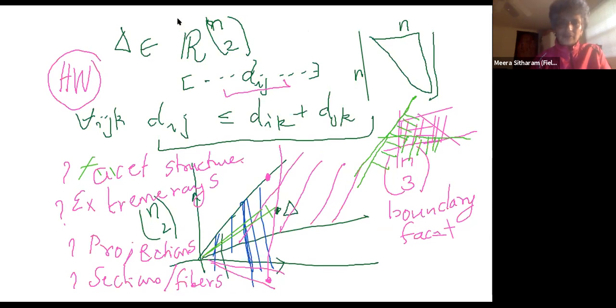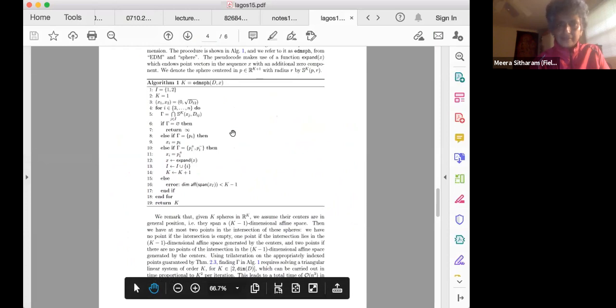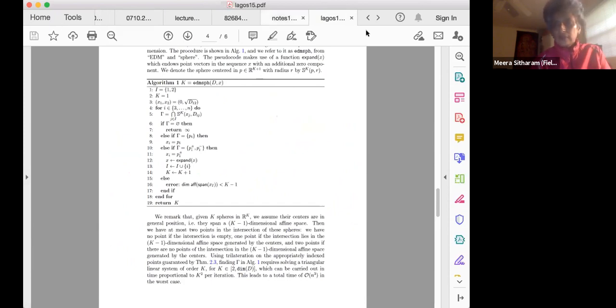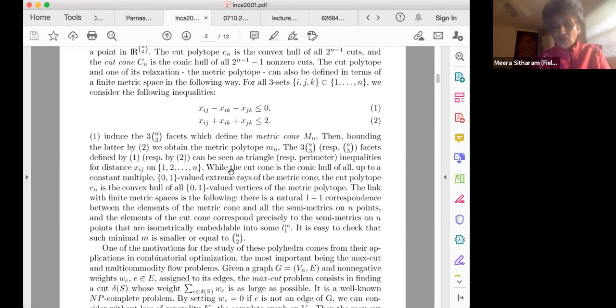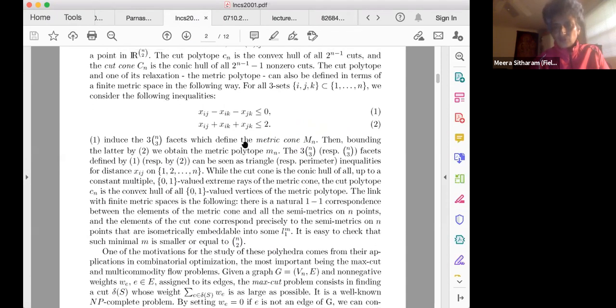So I want to show you guys a very classical book by Deza and Laurent, which I think is this one. It's not a book, actually. This particular thing I have here is one of the lecture notes by Deza and a bunch of other people who have described the metric cone. The cone that we are talking about is called the metric cone.